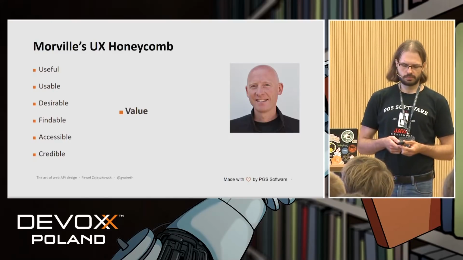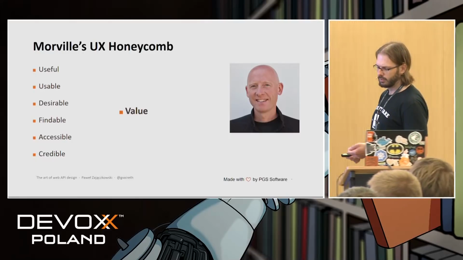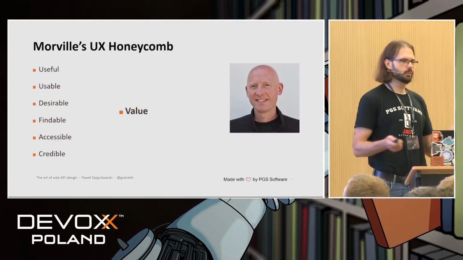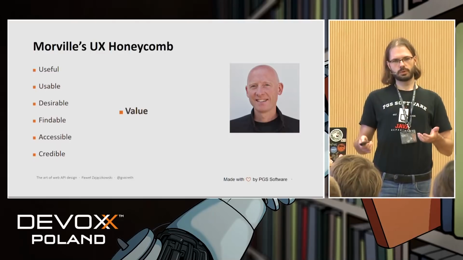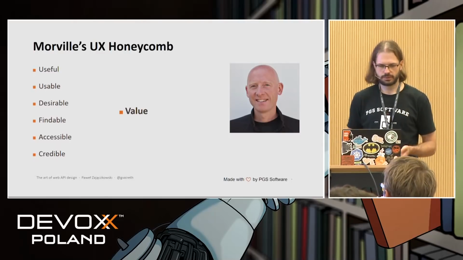It should be usable, so it should be easy to do this. It should be intuitive. It should be desirable, so you're happy with the product. For example, if you are developers acting on an API, the API has nice documentation and always works, and well, we desire this, let's say.